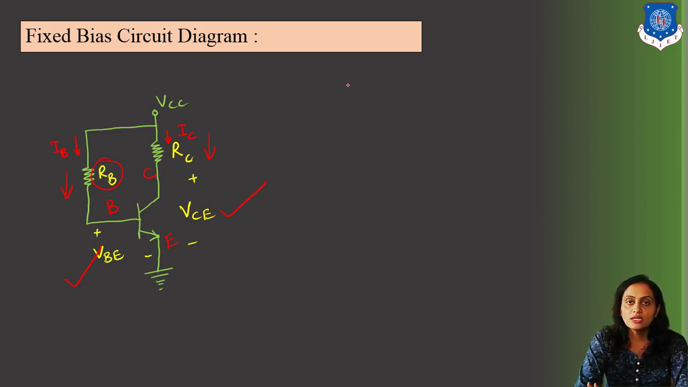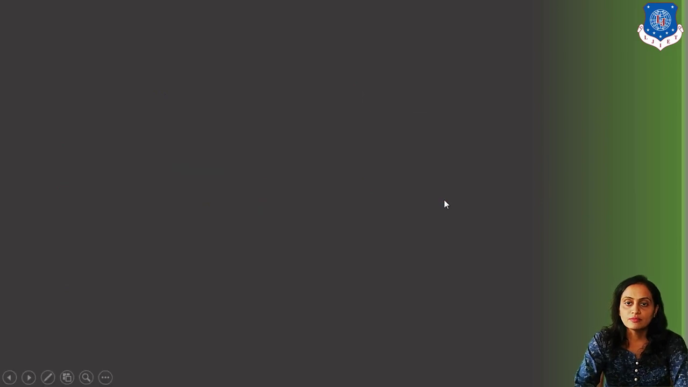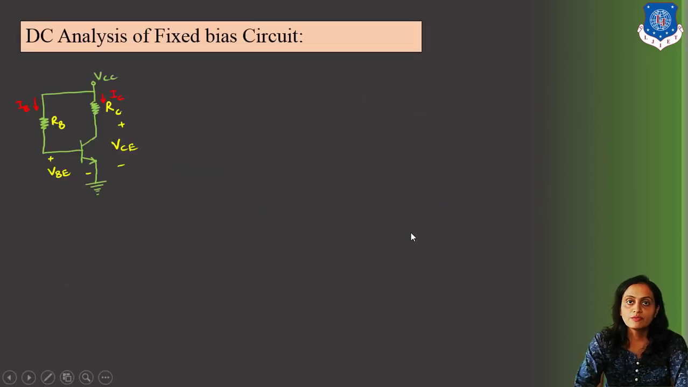Now what steps are we going to follow? We will first find out the base current, then we will find out the collector current from this, and at last we will find out VCEQ. Q stands for the quiescent value, that is the fixed DC value. So let us begin. For reference, the fixed bias circuit is drawn over here again.